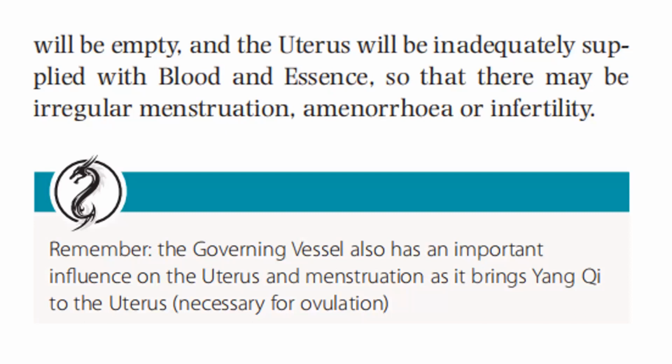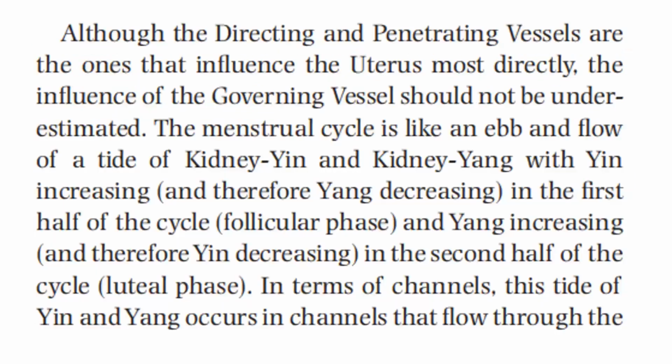Remember, the governing vessel also has an important influence on the uterus and menstruation, as it brings yang qi to the uterus, which is necessary for ovulation. Although the directing and penetrating vessels are the ones that influence the uterus most directly, the influence of the governing vessel should not be underestimated.